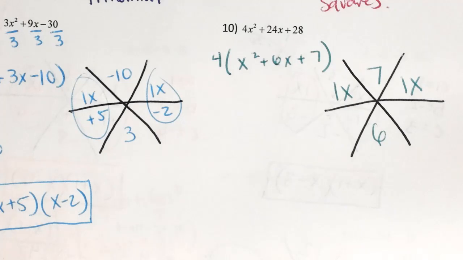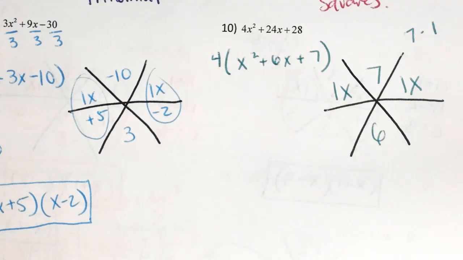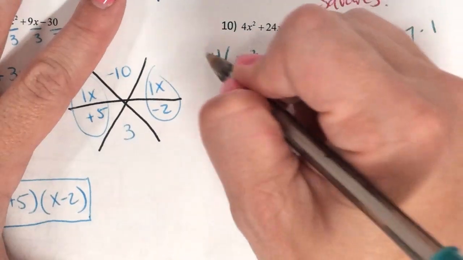What multiplies to give me 7 but adds to give me 6? Well, what multiplies to give me 7 ever? 7 and 1. That's literally the only option for 7. Will 7 plus 1 ever equal 6? So we can't keep going. This is my final answer.